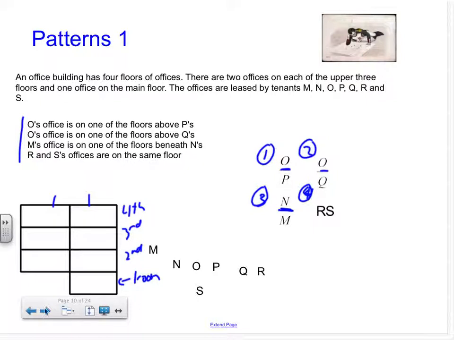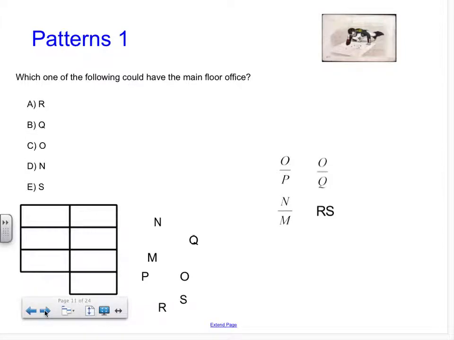Okay, we shall continue. Please take a moment to read through pattern question 1. Press pause, and when you are ready to continue, press play.